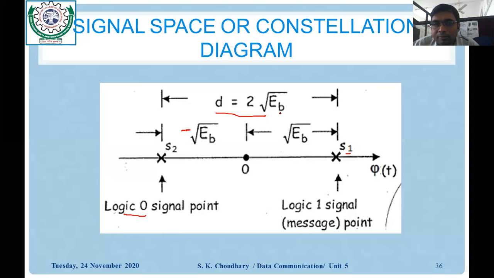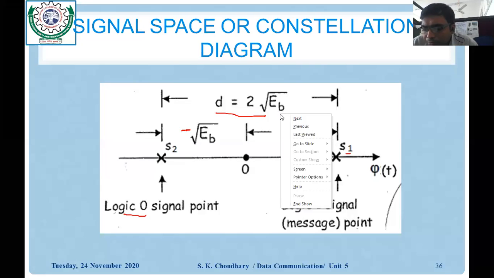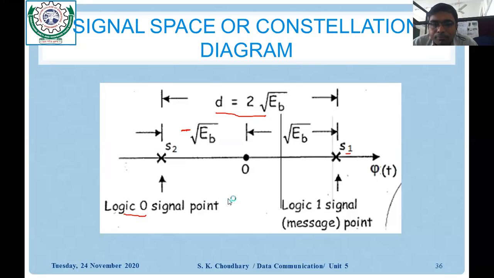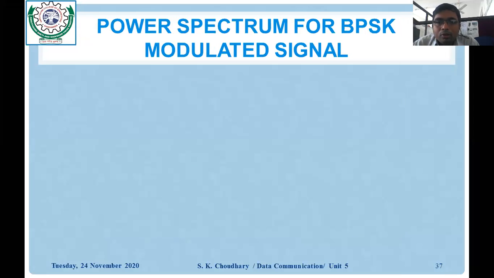In this way we have to draw the signal space diagram as well as find out the equivalent distance. In a similar way, you can also draw the power spectrum for the BPSK modulated signal.